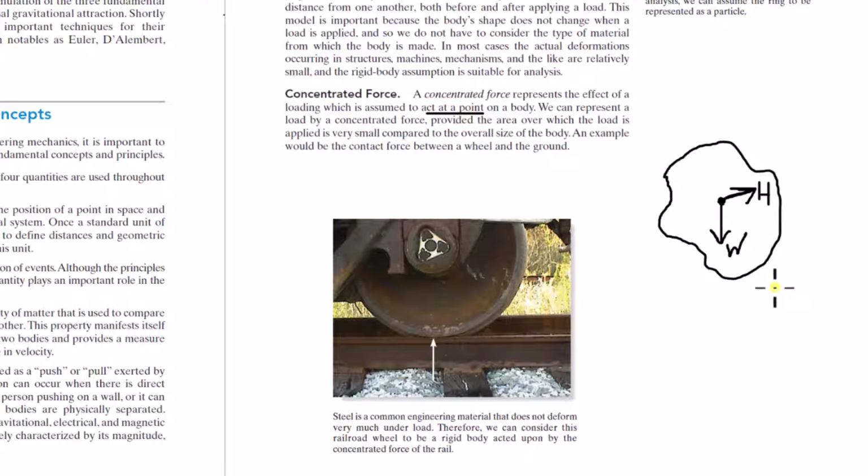If the force is not a body force, so all other types of forces, then it's a surface force or a contact force. So it's transmitted via the contact between two bodies.